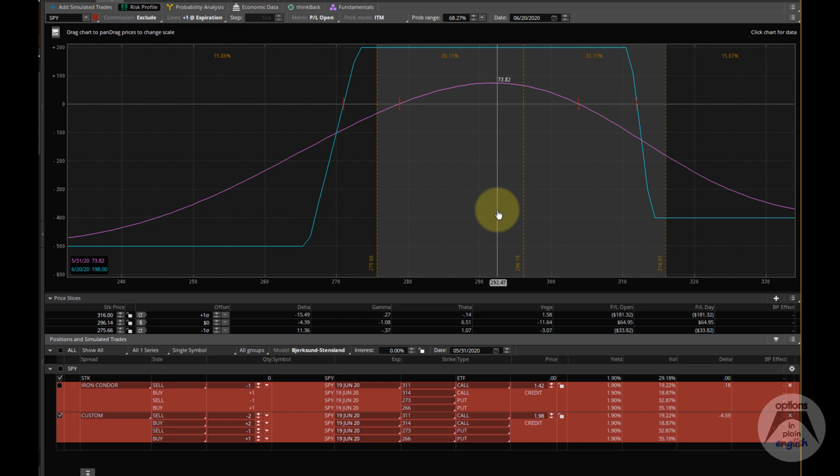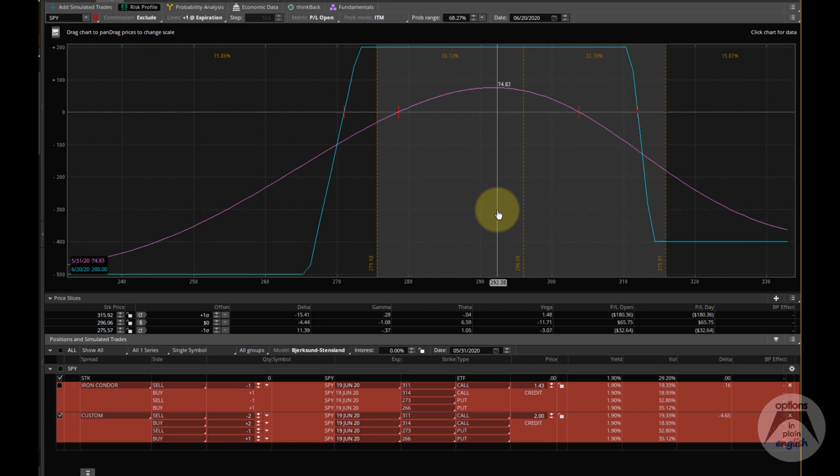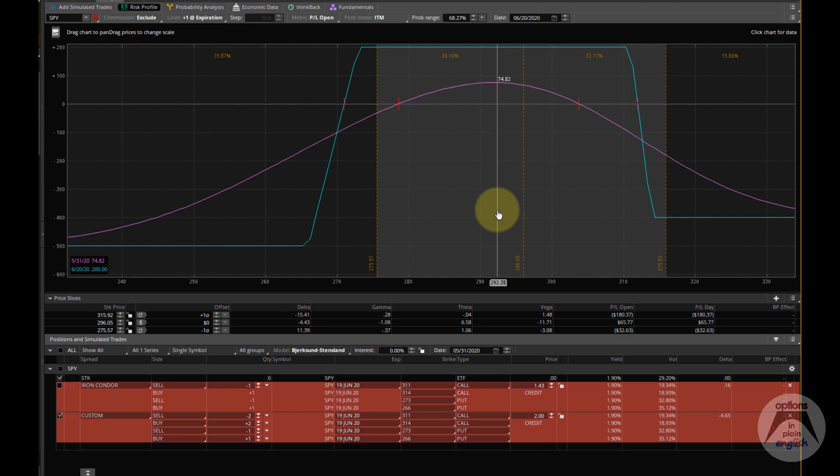So iron condor, delta neutral. Double-double, it's not delta neutral, but it has higher credit, same BPR, and because of this, higher return on capital. And because of this, is a good alternative for you to think about when you're trying to put these positions on.